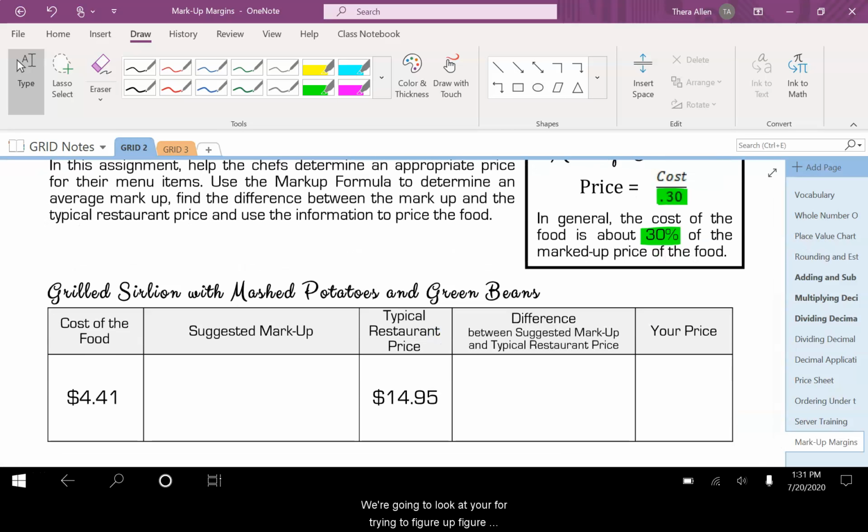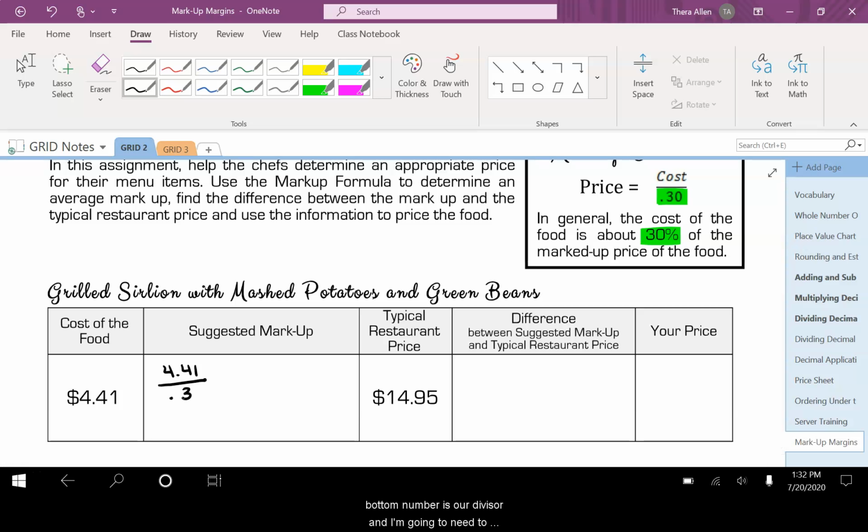We're going to look here at trying to figure out our price for a grilled sirloin with mashed potatoes and green beans. They've already found the cost of the food for us, which is $4.41. And they wanted us to determine the suggested markup. So what we're going to do is take the cost, which is $4.41, and divide by 3/10.